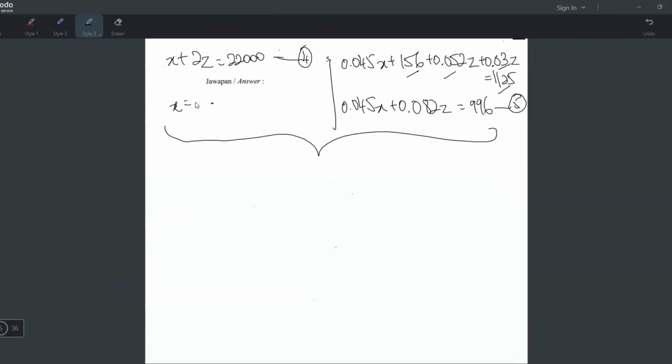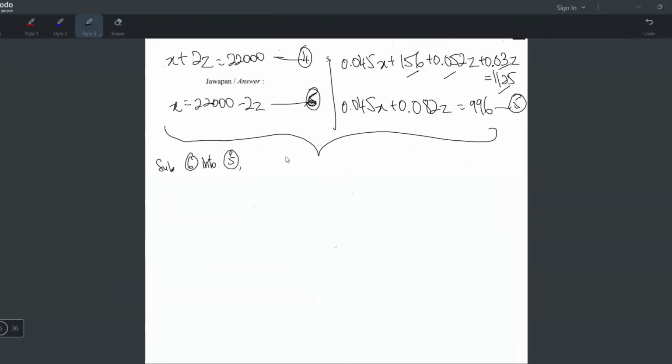Yes, make X the subject, right? 22000 minus 2Z. Let's call this equation 5 and then sub 5. Sorry, I should call this 6. And then I sub 6 into 5. Then I can find the Z already. Okay, so I'll just write here, sub 6 into 5.